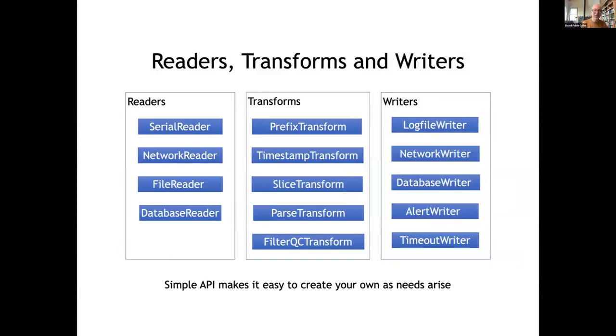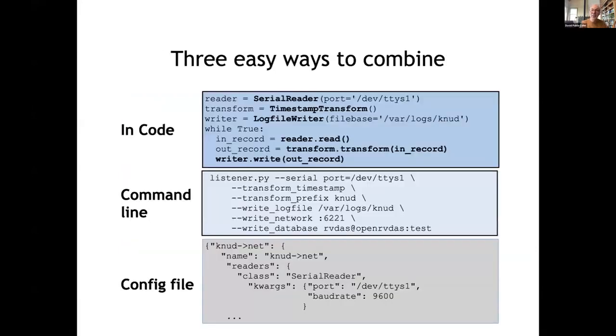There's a mess of different types of readers. You can read from serial, network, file bases. You also have crazy numbers of transforms, and you can write it out to all sorts of improbable things. There are a few different ways you can combine them. If you really want to be optimized, if you really want full control, you can actually write Python code to combine these things.